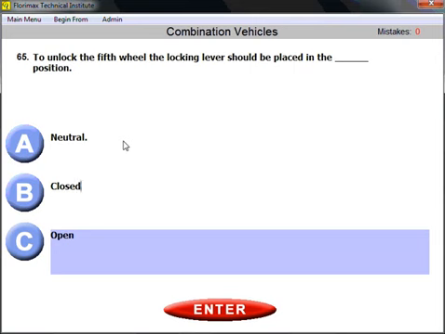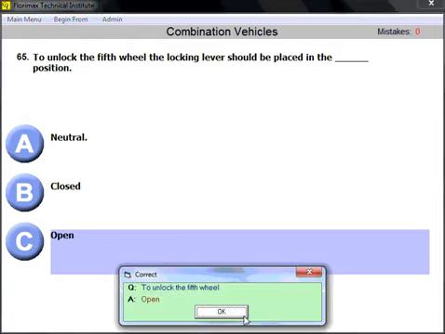Question number 65. To unlock the fifth wheel, the locking lever should be placed in what position? And the answer is obvious. Open position. You need to unlock the fifth wheel. You need to unlock the connection. You need to open the connection. That's why when you need to unlock, the locking lever should be placed in the open position.